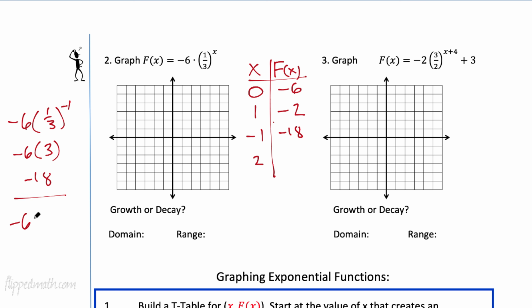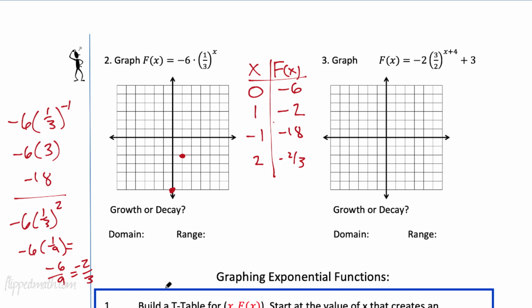So if I plug a 2 in, I get -6 times 1/3 squared. Sometimes I'm going to work it out over here. That's going to be -6 times 1/9, which equals -6/9, which is -2/3. Okay, so it's a decimal, but that's okay. So we start at 0, -6. 1, 2, 3, 4, 5, 6. This is where we're at. 1, -2. Plot the points. -1, -18. That's way off. That's like way down here.